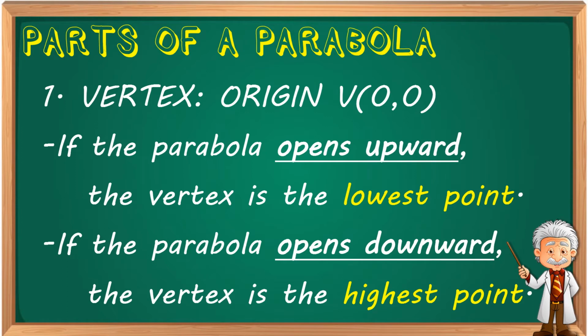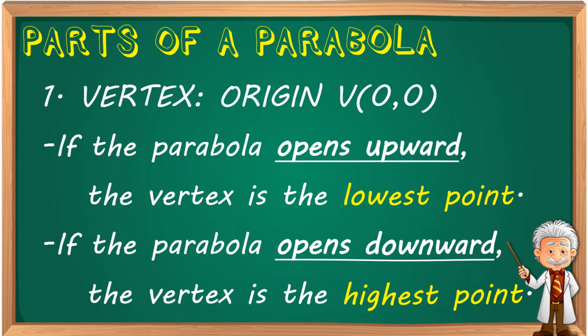Siyempre kapag ang parabola naka-open siya upward, yung kanyang vertex, siya yung pinaka malalim or pinaka lowest point ng parabola. Same as pagka ang parabola opens downward, ibig sabihin pabaliktad siya, yung kanyang vertex, yun ang kanyang highest point.